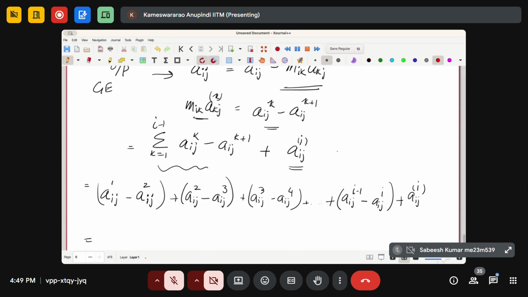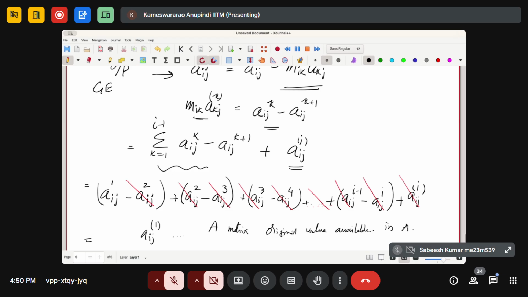The second term is going to be cancelled with the first term of the part that is coming after. Similarly, this gets cancelled with this, and so on. Finally, this gets cancelled with this, and then we are left with only one term. That term is a_ij^(1). What is a_ij^(1)? It is exactly the value in the A matrix, the value available in the first step. That is the original value available in the matrix A.